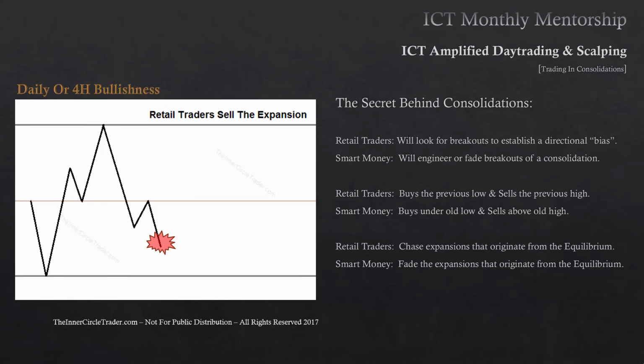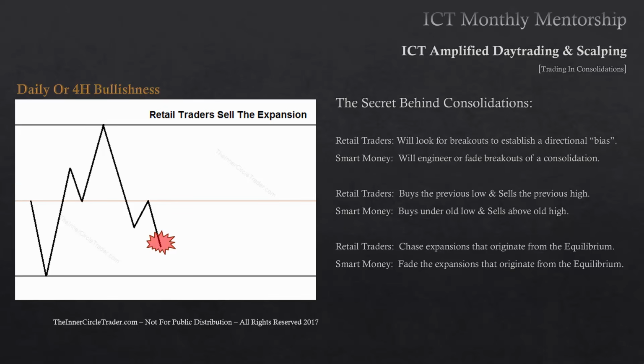When the daily or 4-hour is bullish, retail traders are going to see that sell opportunity in their mind by having that expansion lower that breaks below an old short-term low. They're going to see that as a break in support, a break in market structure, and they'll see that as selling short on weakness, and they're going to be looking for a continuation or breakdown in that particular market.